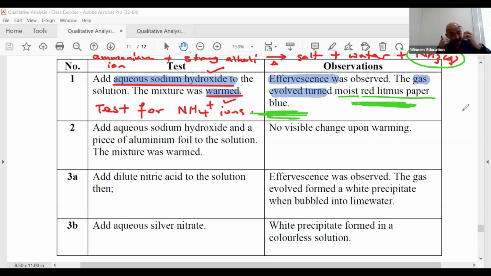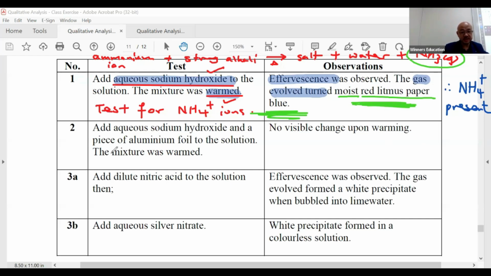All right, if not, once again, it's ammonia gas that is produced, and then it turns your moist red litmus paper blue. All right, that was the test. And with this, what can I confirm? I confirm this first test tells me that the solution just now, the white sample, contains ammonium ion. So this is present, because you're supposed to identify what's inside there. Make sense? Right?